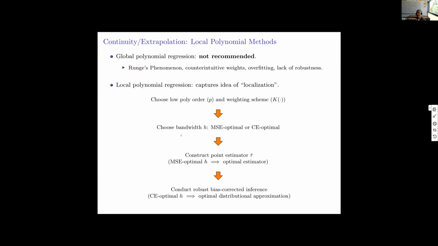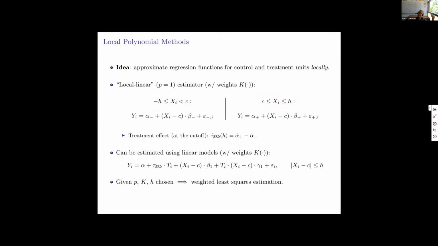Well, you choose p equal to 1, and then you select a window by choosing a bandwidth h, such that all the units to the left of the cutoff, but up to that value h, are in the control group, and all the units to the right are in the treatment group. Okay, and so we're going to split that and analyze them separately from the left and from the right. In each case, we're going to run a least squares regression, a weighted least squares regression from the left, and a weighted least squares regression from the right.